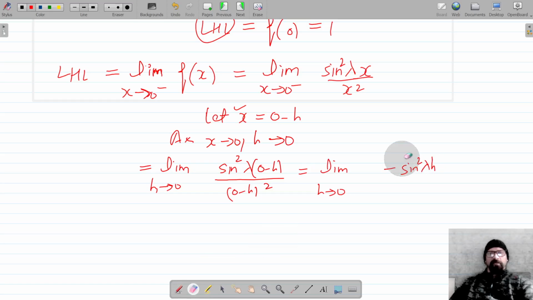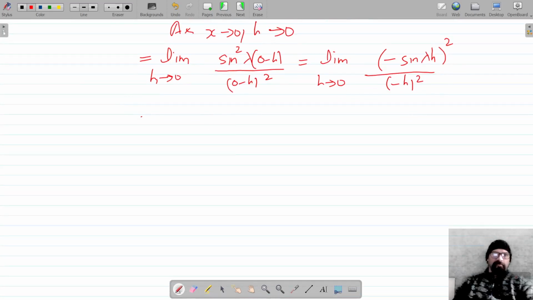And I can write this square, this is actually like this, upon, this is negative h square, which is h square. So this is now limit h tends to 0. So square of negative is positive, so I'm left with negative sine lambda h the whole square, so lambda square h square upon h square.